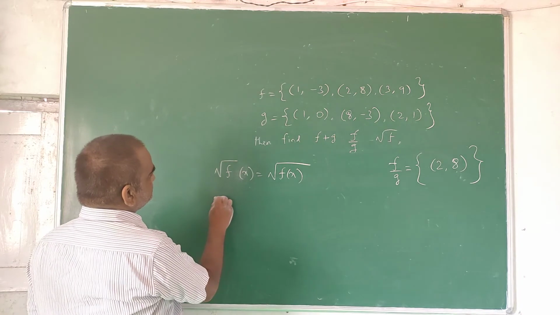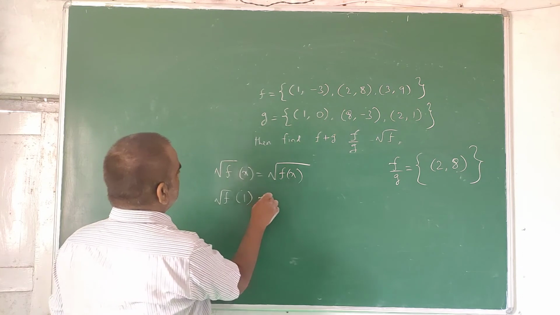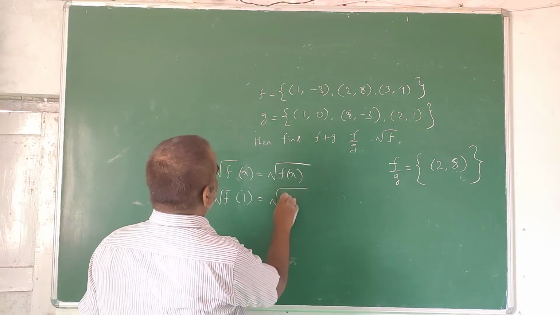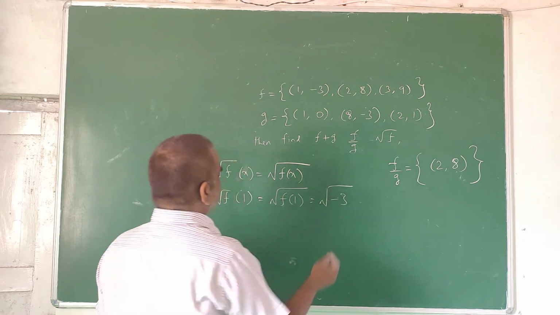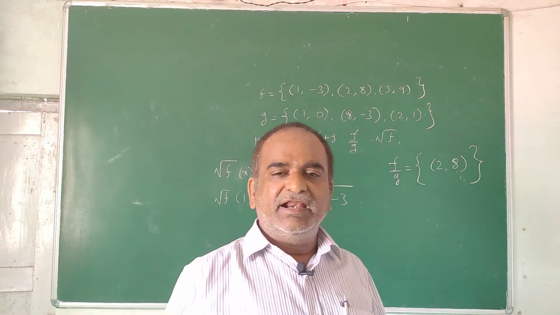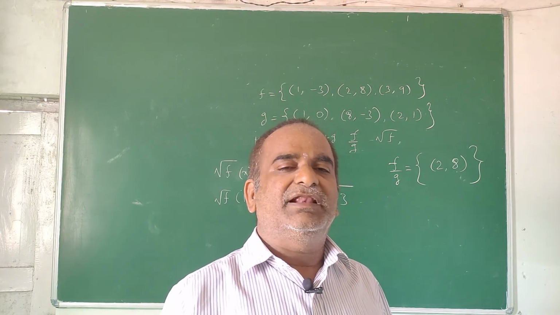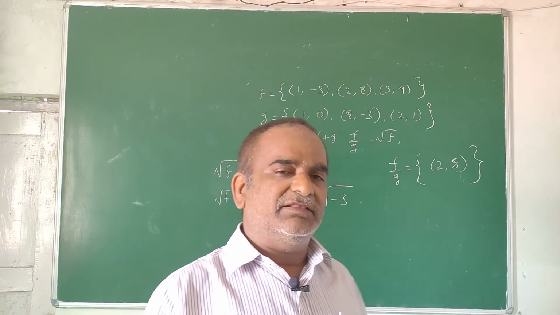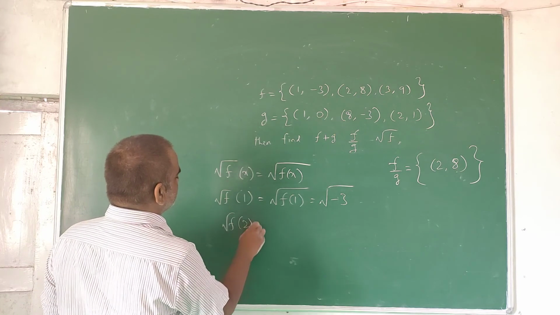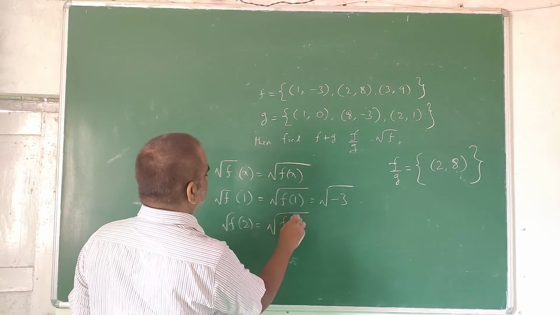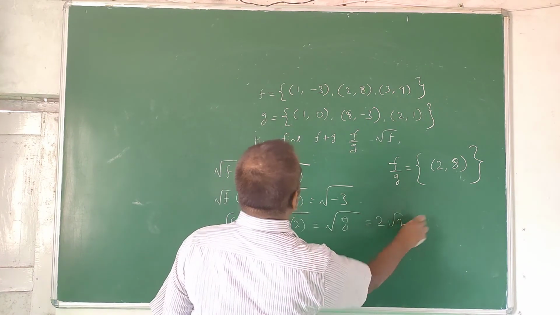So root f of 1 is equal to root over f of 1, f of 1 is minus 3, root minus 3. Root minus 3 is not a real number. Because it is not a real number, and we only deal with real functions, you have to ignore this case. Next, root f of 2 is equal to root of f of 2, which is root 8, which is equal to 2 root 2.